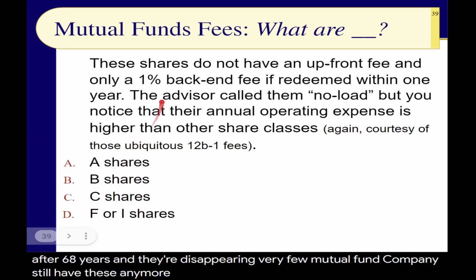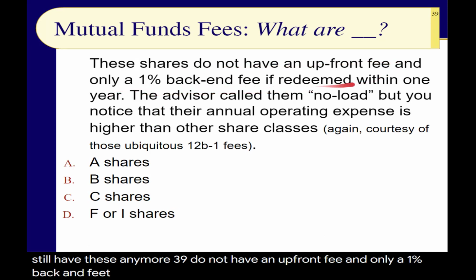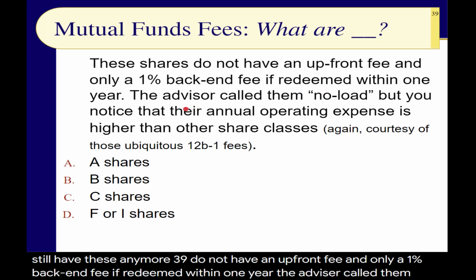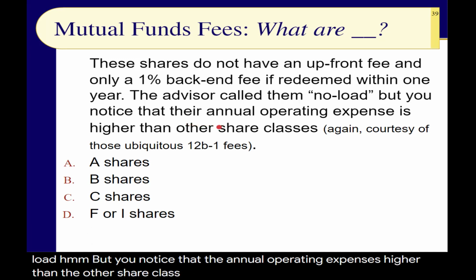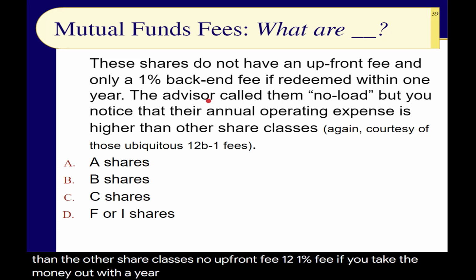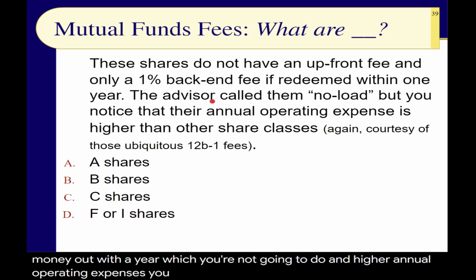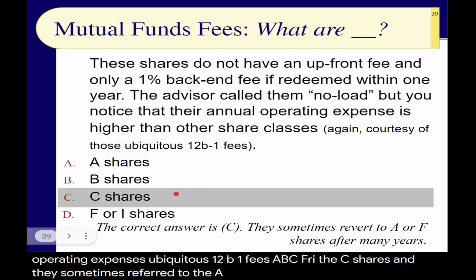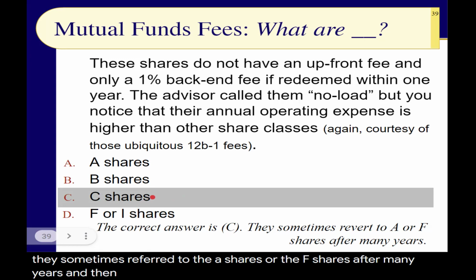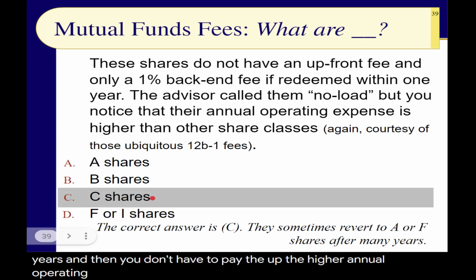These shares, slide 39, do not have an upfront fee and only a 1% back-end fee if redeemed within 1 year. The advisor called them no-load. But you notice that the annual operating expense is higher than the other share classes. No upfront fee, 1% fee if you take the money out within a year, which you're not going to do, and higher annual operating expenses, ubiquitous 12b-1 fees. A, B, C, F, or I? The C shares. And they sometimes revert to the A shares or the F shares after many years, and then you don't have to pay the higher annual operating expenses.